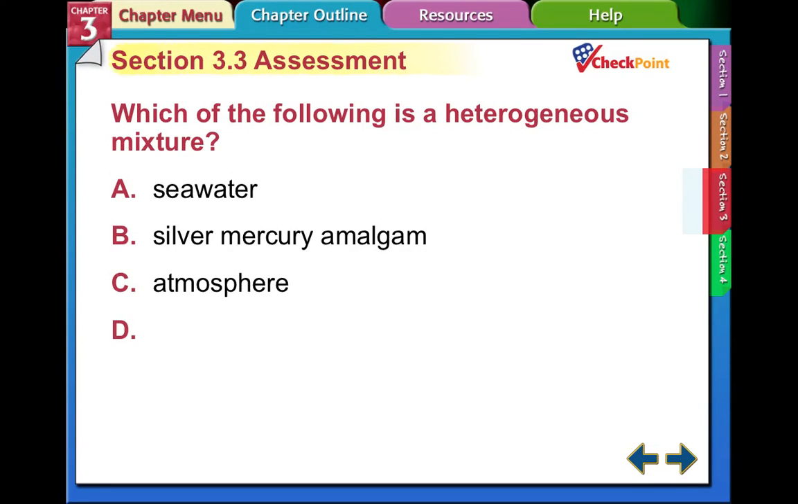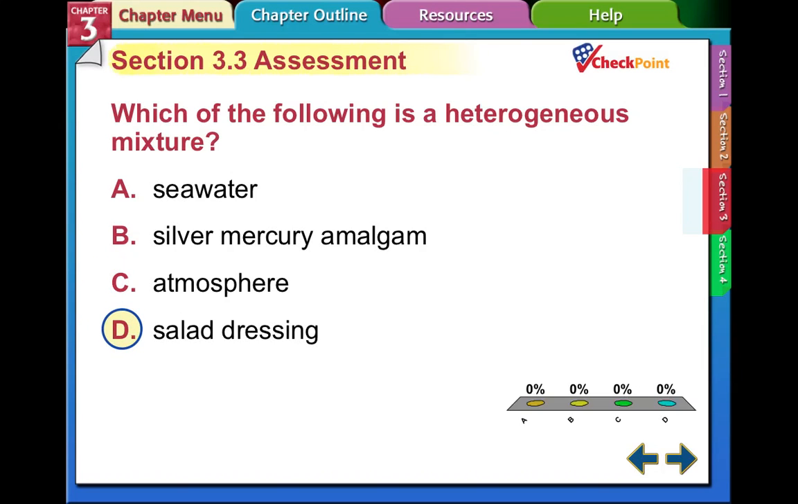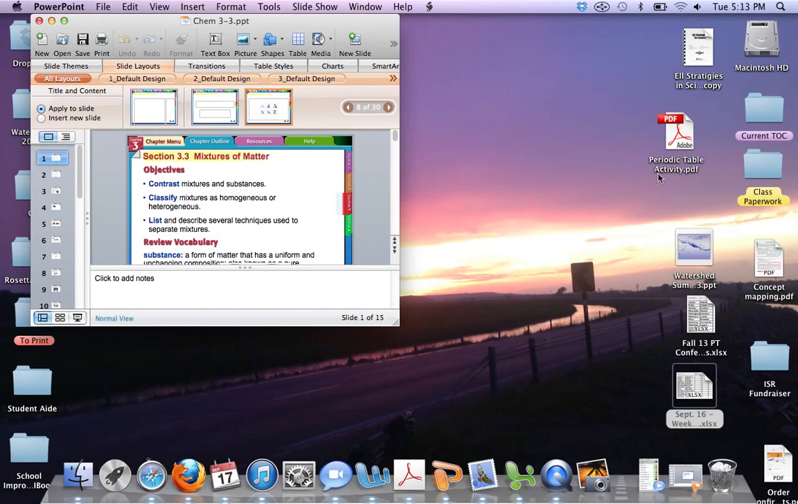Which of the following is a heterogeneous mixture? One where you can pick out the pieces parts. What do you think the answer is? Salad dressing. Good job. And that is the end of section 3.